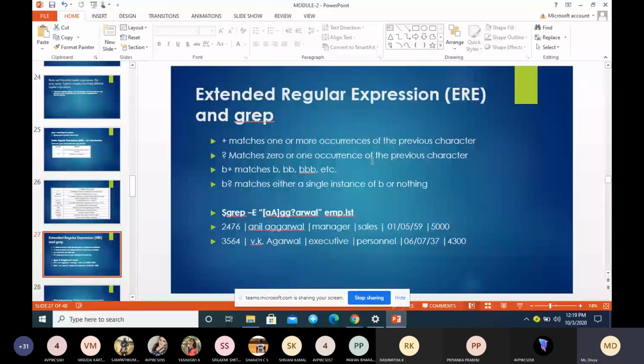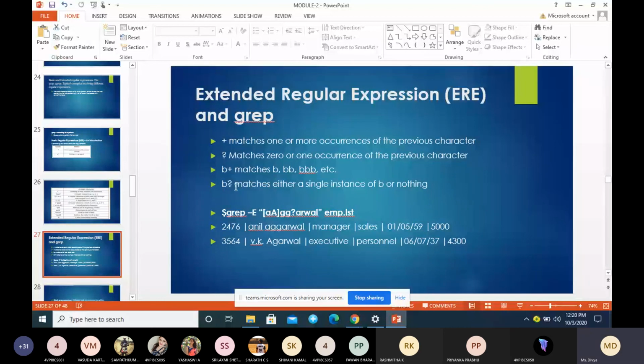And we have b plus. If you give b star, what will it match? b star means it will match nothing, or zero or more occurrences. If I give g star, it will match nothing, and g, gg, ggg, and so on. If I give b plus, it will match b, bb, bbb, and so on. It will not match empty. So b question mark will match either a single instance of b or nothing.